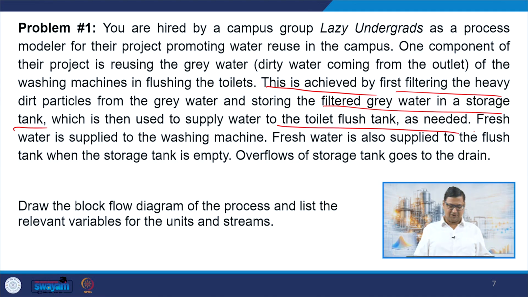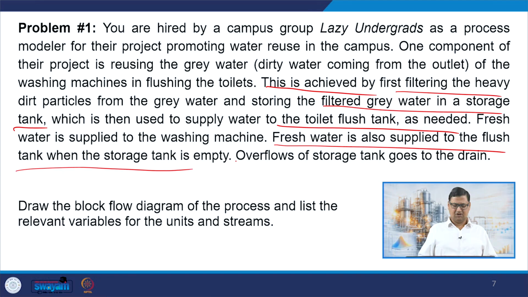And of course, fresh water is supplied to the washing machine, and maybe it will not be enough, because a washing machine can only generate so much gray water. That probably is not enough for flushing. So fresh water is also supplied to the flush tank when the storage tank is empty. So we have a backup fresh water supply in case the storage tank is empty. And whatever is the overflow of the storage tank goes to the drain.